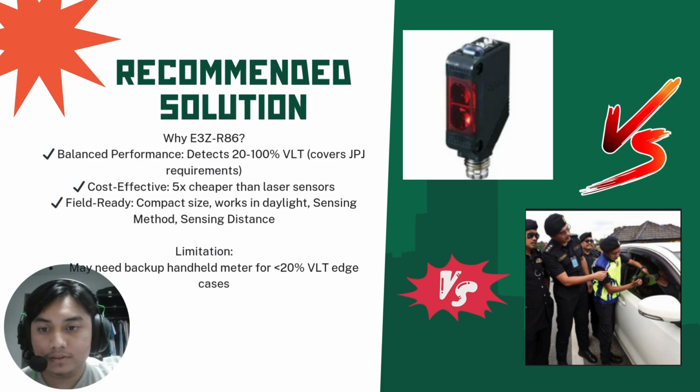Field ready means that it's compact in size, works in daylight, and the sensing method and the sensing distance are good. Limitation is below 20%, but that can be helped by a backup handheld meter for the police to use. But normally they don't need to because the regulation already says that the car needs to be more than 70%. So this is just extra knowledge for you to know.